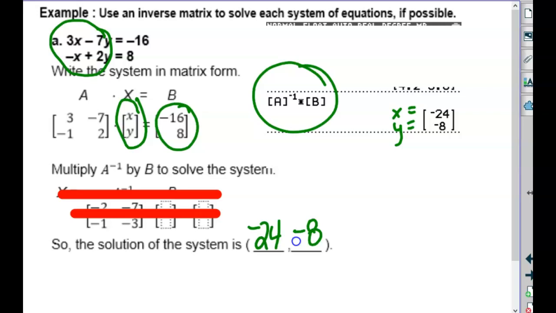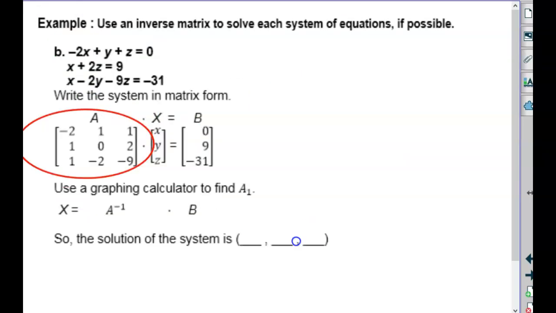All right, we're going to try one since everybody's like, what? Okay, ready? Do you have this one? Did they already separate it all for you? Does everyone see where they got those numbers? -2, 1, 1, 1, 0, 2, 1, -2, -9. And then they have this XYZ, which is our answer that we're looking for. And then the answer is 0, 9, and -31.